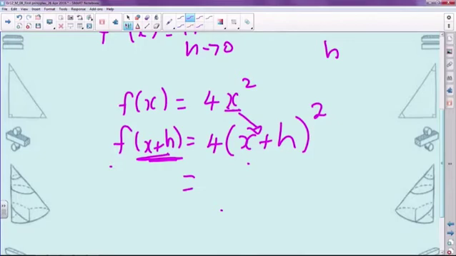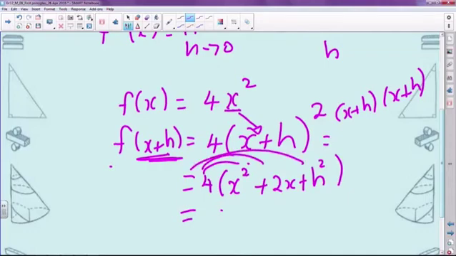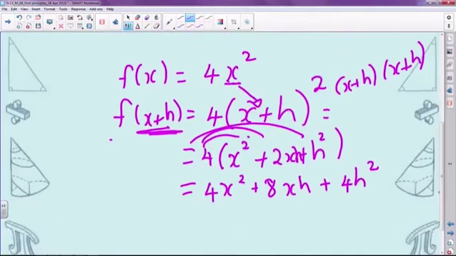Okay, and then what you can do is you can first simplify that expression. So x plus h squared, that's the same as saying x plus h times x plus h. Okay, so we're squaring that binomial. We get x squared plus 2xh plus h squared. And that's just by finding the product of x plus h times x plus h. I then multiply the 4 into the bracket, and I get 4x squared plus 8xh plus 4h squared.